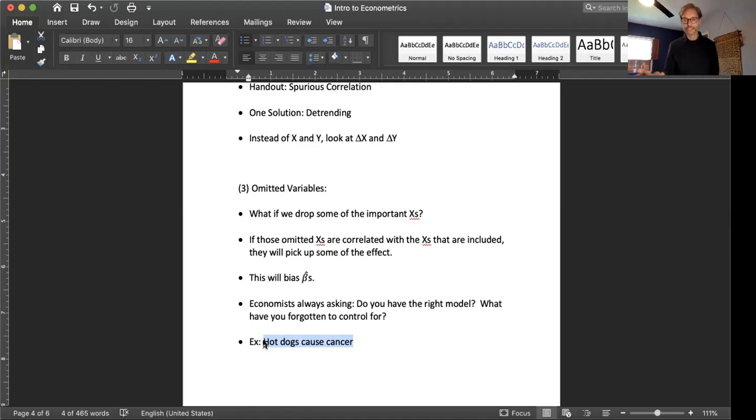So you have to ask yourself, am I controlling for other important variables? Meaning, do I have the right X's? This is also something I'm going to ask you to think about in your homework: do you think you have all the explanatory variables, or are there other ones that you're missing?